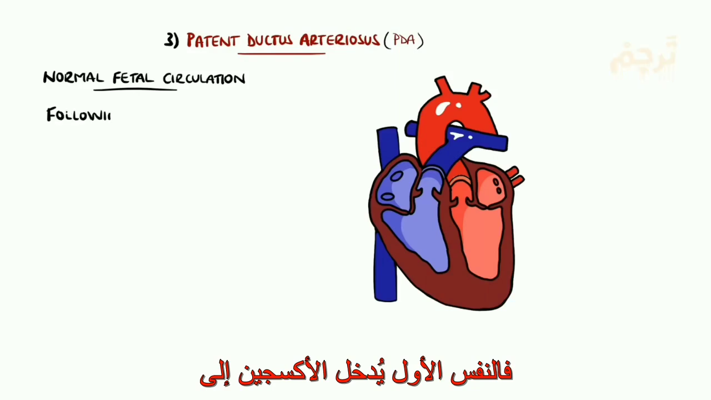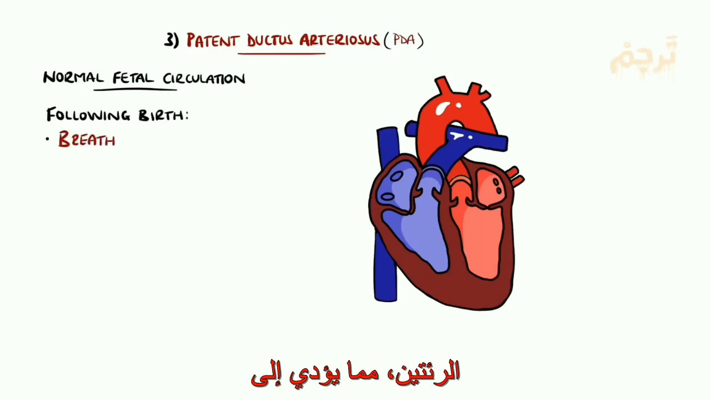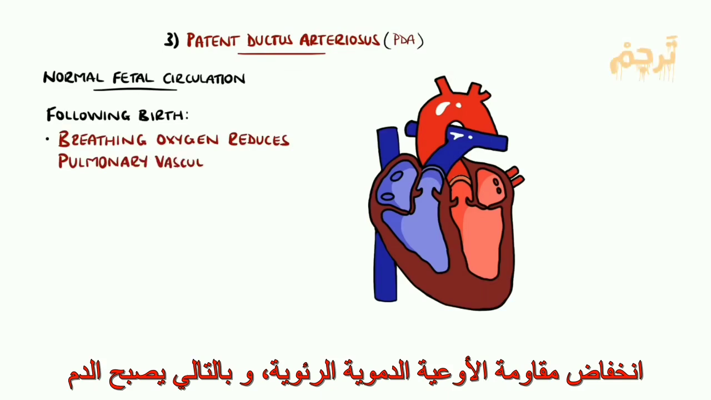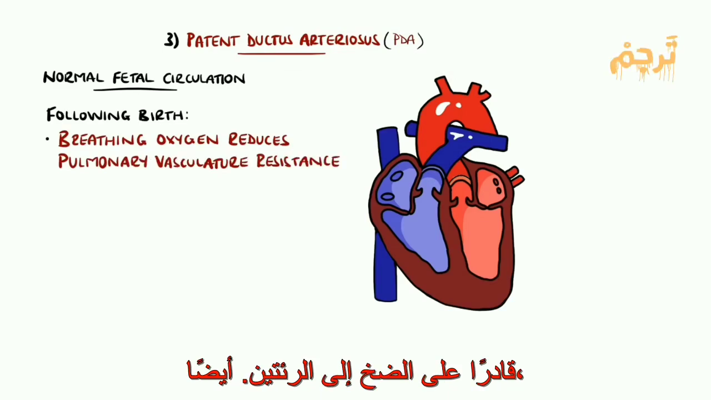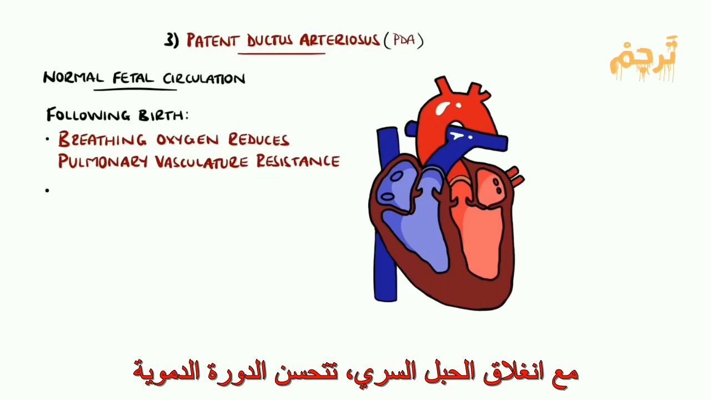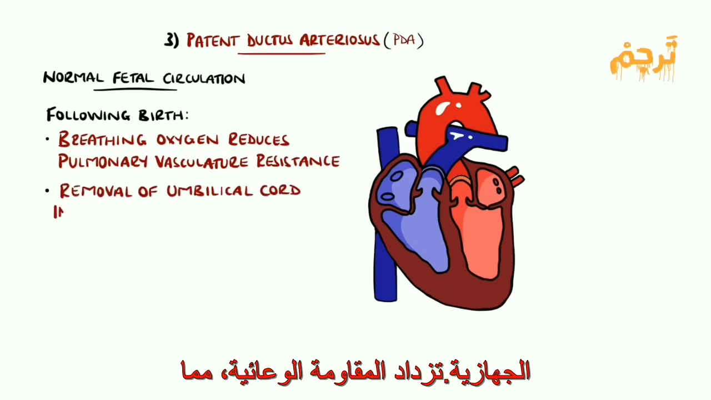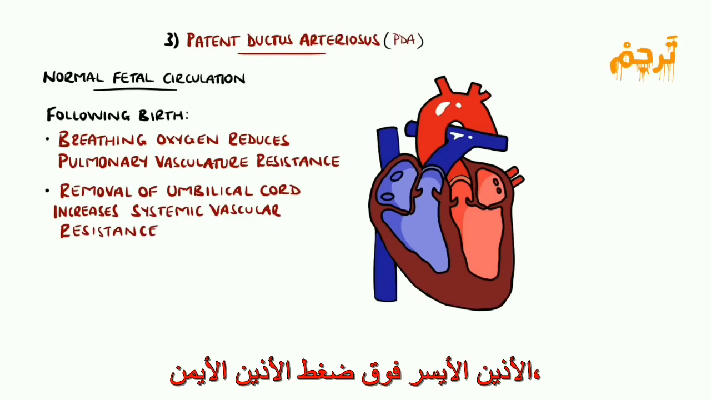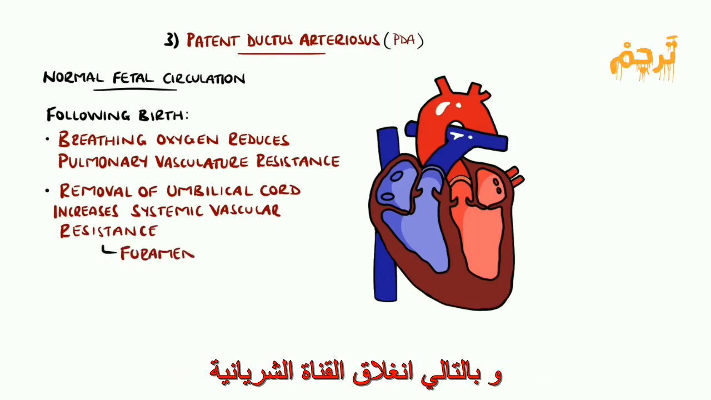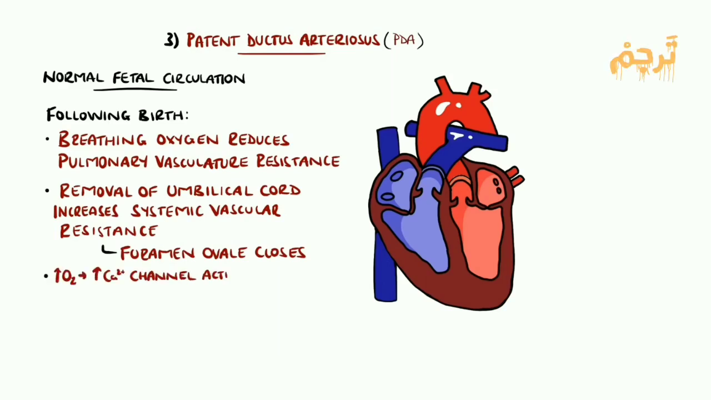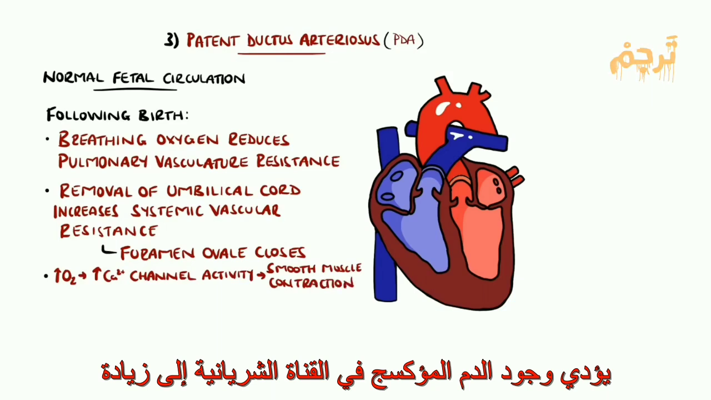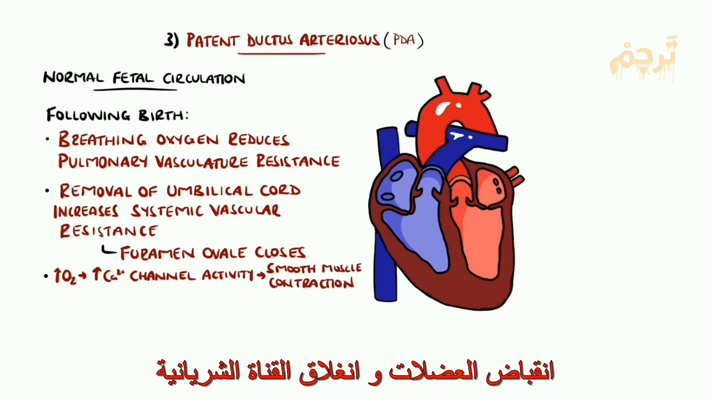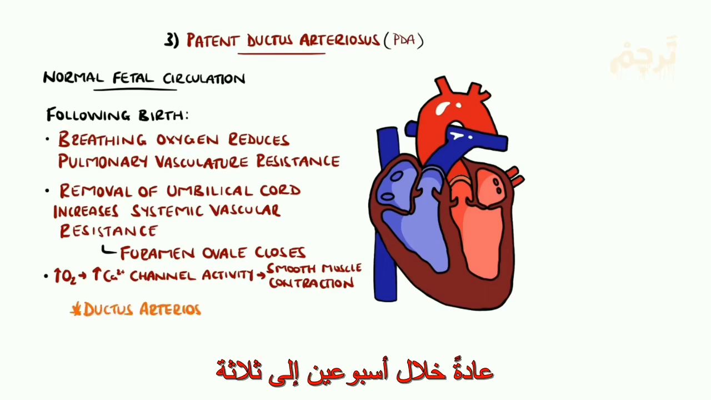Following birth, however, things normally change quickly. The first breath introduces oxygen into the lungs and results in the pulmonary vascular resistance dropping, so blood is able to be pumped into the lungs. Also, with the closure of the umbilical cord, the systemic vascular resistance increases, causing pressure in the left atrium to increase above that of the right atrium, and so this causes closure of the foramen ovale. The presence of oxygenated blood in the ductus arteriosus causes increased calcium channel activity, giving muscle contraction and closure of the ductus arteriosus, typically within 2 to 3 weeks.